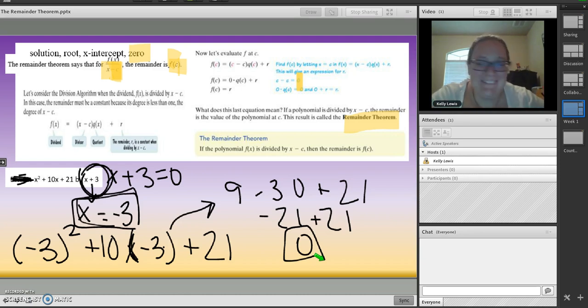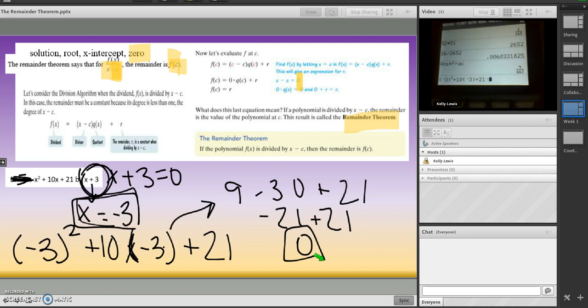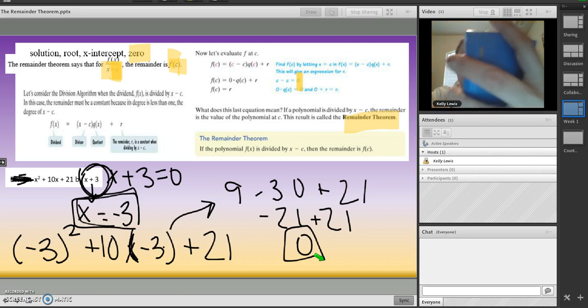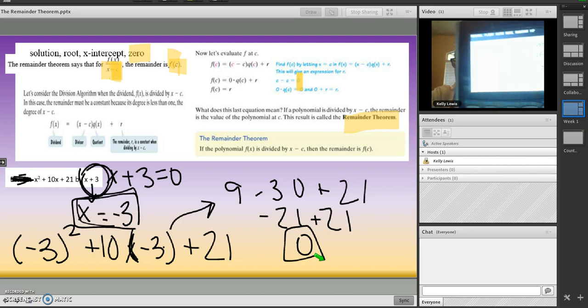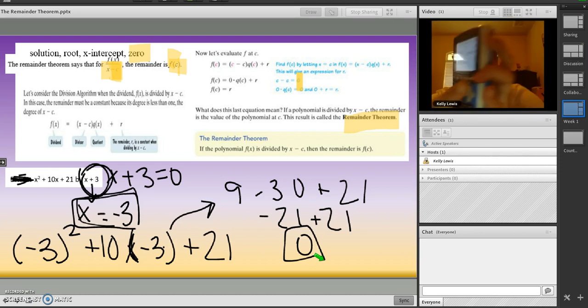Okay, I started the webcam because I wanted to show you (-3) squared plus 10 times -3 plus 21. Make sure that when you do this, you put parentheses around it. And so that number there, when we substitute it, is the remainder. So since the remainder is 0, then we know that this guy right here is a factor, and this guy right here is the actual 0.